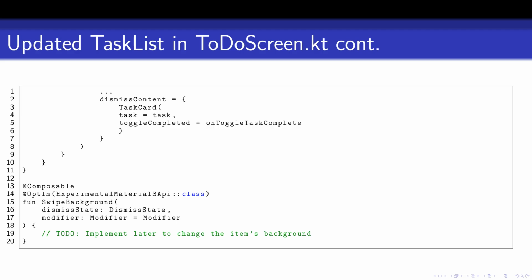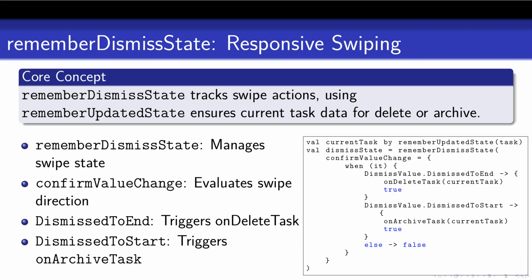The swipe background function is declared, but not yet implemented. It will be responsible for customizing the swipe visuals based on direction. We further enhance swipe interactions using confirmValueChange inside rememberDismissState. This function evaluates the direction of a swipe and triggers the appropriate action. If the item is swiped right, it calls the delete function. If swiped left, it archives the task. rememberUpdatedState ensures that the correct task data is used during these interactions.